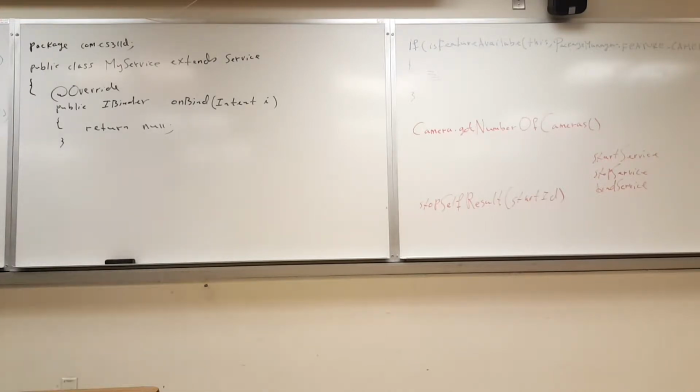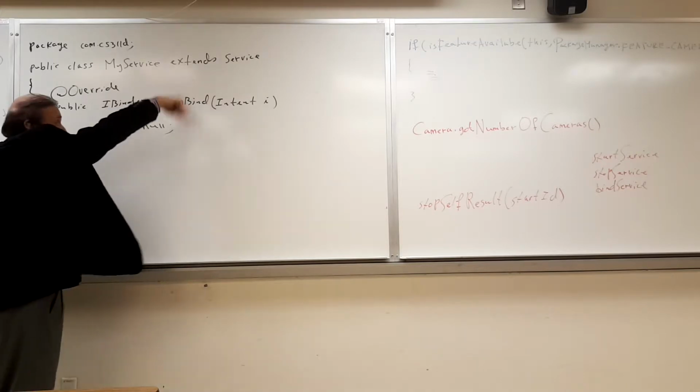onBind is one of the methods of the service that normally we override if we want any communication to happen between a client and a service. Do you remember I said in some services you need to do communication, send data, receive data? In some services, no, you just start the service and it does the job. This is one of those cases, so the body of onBind is nothing but what? Return null, okay? So we need to override this.